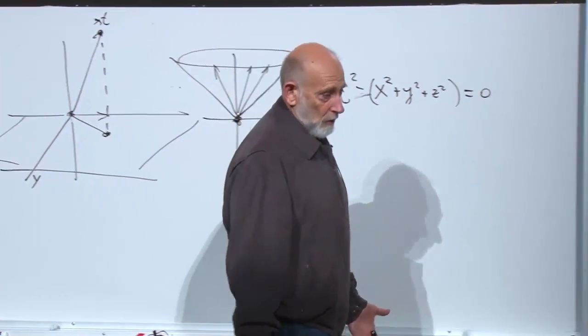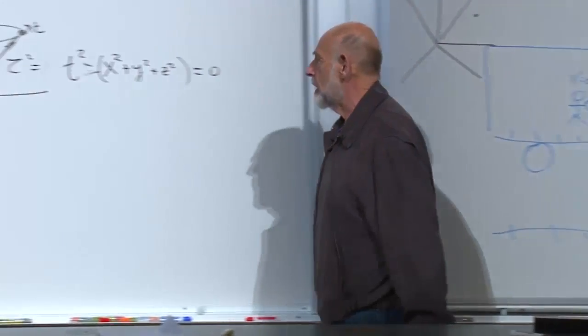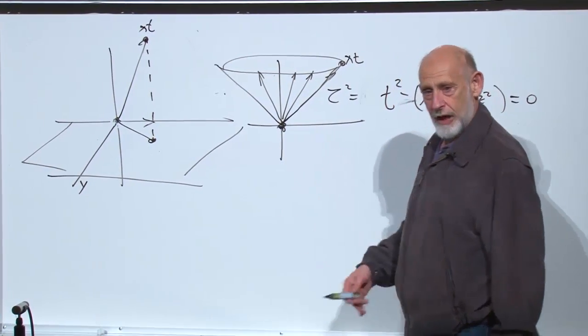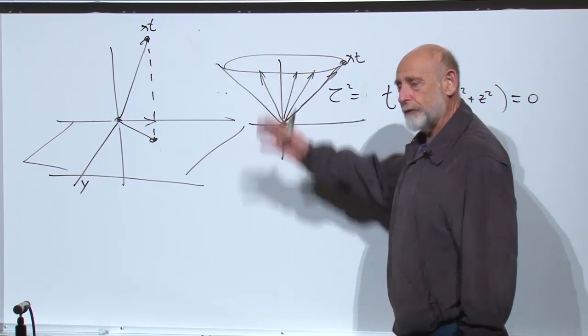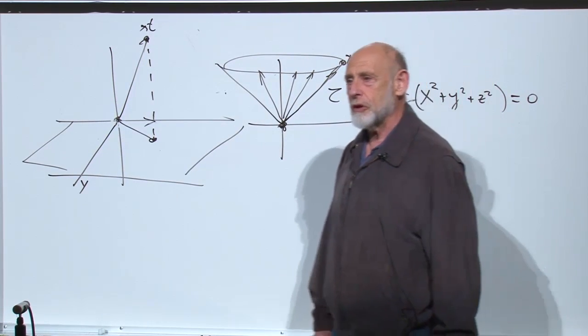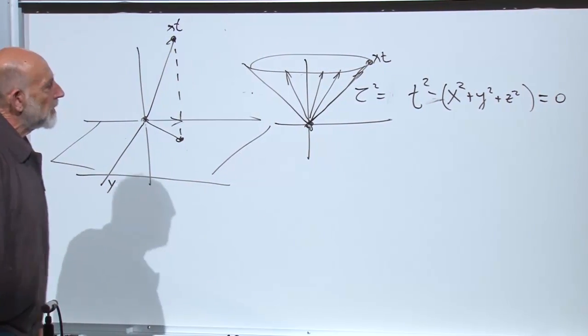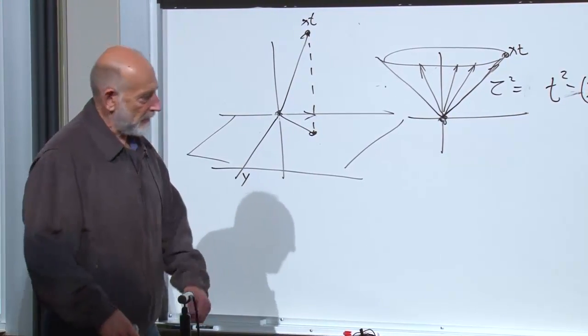That's called a light cone. A light cone is the set of points that a light ray can arrive at if it starts at the origin. And this would be called the future light cone. The future light cone is all of the places that light can get to starting at the origin. There's also a thing called the past light cone.